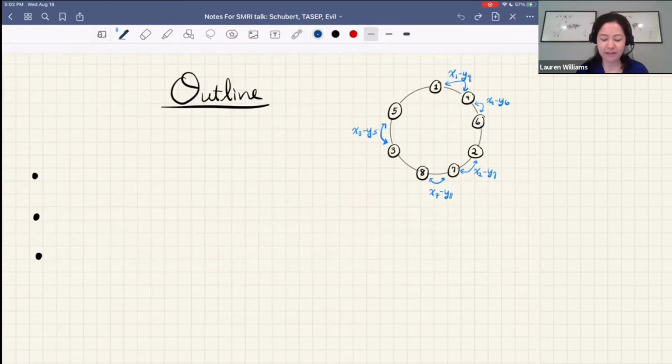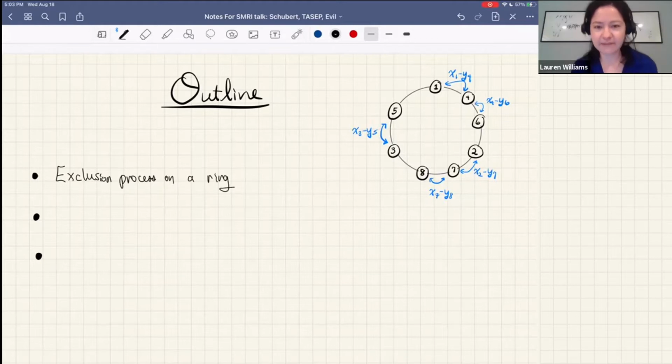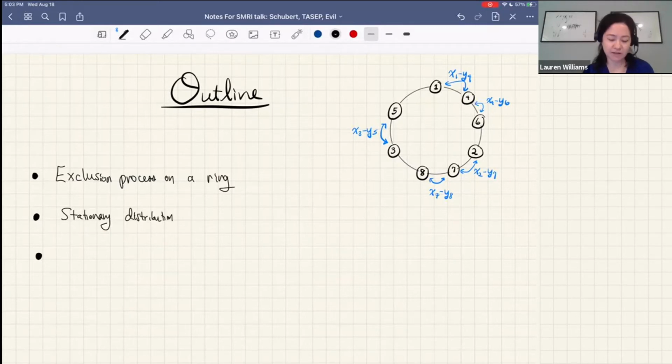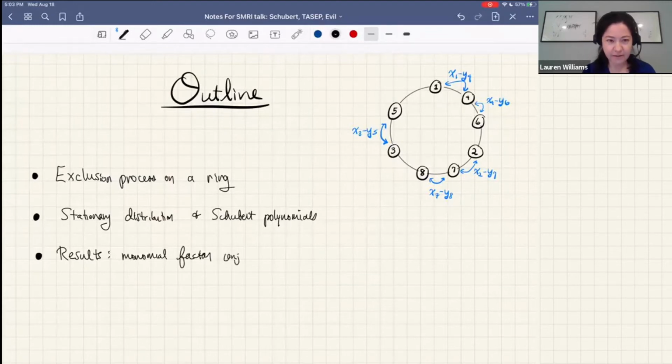I want to start by giving an outline of my talk. I'm going to first explain what is the exclusion process on a ring. I have a little schematic in the upper right corner, which I'll explain in more detail. Then I want to talk about the stationary distribution of this model. This is a discrete time Markov chain. It has a nice stationary distribution, and the stationary distribution is connected to Schubert polynomials. And then I want to explain some results, including a conjecture called the monomial factor conjecture, and some results to do with a class of permutations that we call evil avoiding permutations.